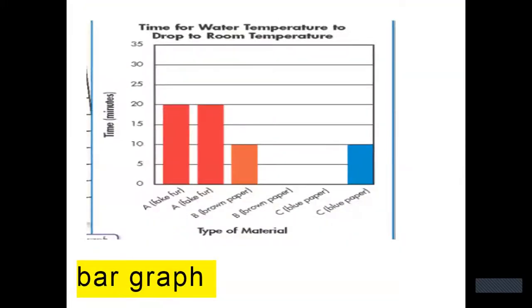Now, the graph. This is a graph. Time for water temperature here. Here, type of material: fake fur, brown paper, blue paper. Two times we repeat each one.